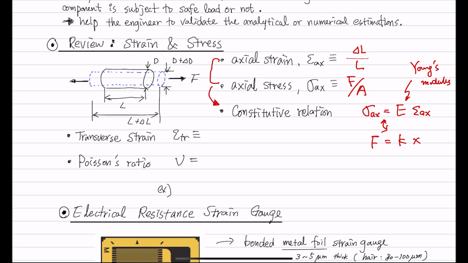And in this situation, what will be the transverse strain? Transverse direction is in this direction, and that will be delta D over D, right? And in this situation, this would have a negative value, right? And this would have a positive value in this situation, right? And from here, what's the Poisson ratio? It's going to be this. Very good. And this is going to have a positive value.